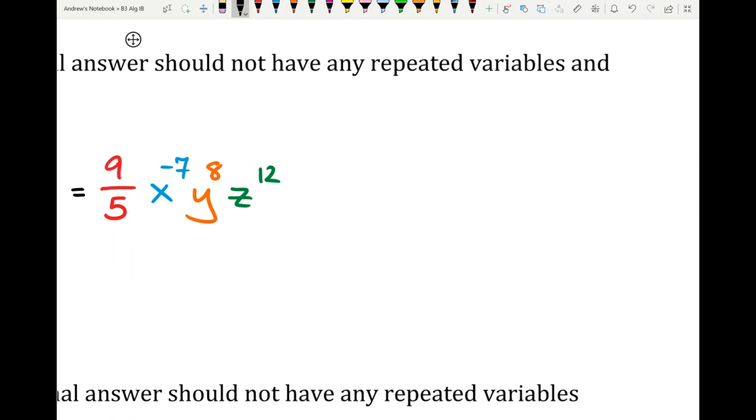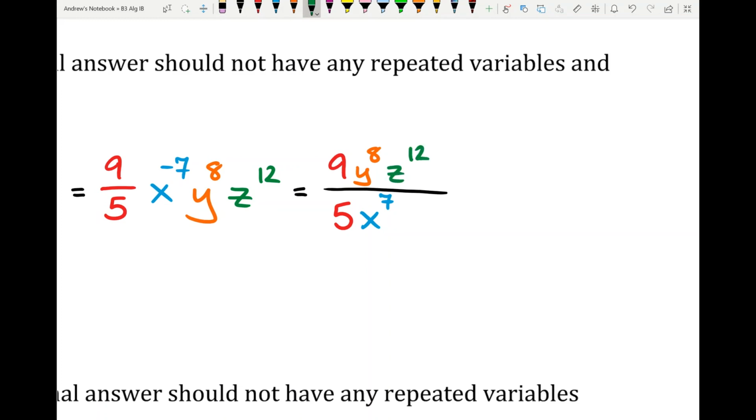Taking it that last step to get to the finish line, I've got this big fraction, and I'm going to have a 9 on the top and a 5 on the bottom. So the numbers are still doing their own thing. As for the variables, anything that had a negative exponent, like that x, is going to go onto the bottom and get its exponent flipped to the opposite. So it was negative 7, now it's a positive 7. Anything that had a positive exponent, like the y to the 8th and the z to the 12th, are just going to go on the top.